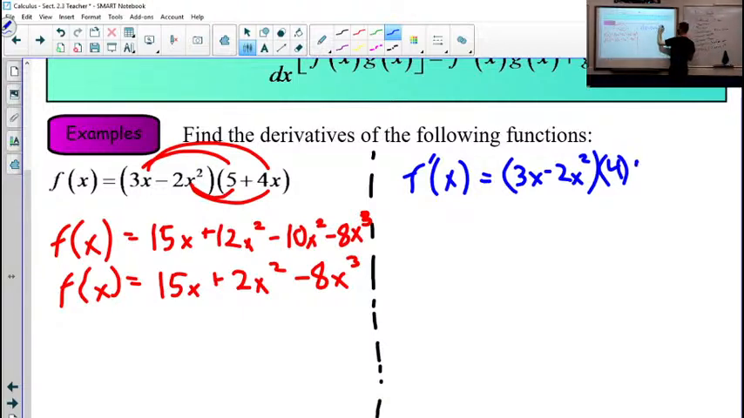Plus the second, which is 5 plus 4x, times derivative of the first. Derivative of 3x is 3. Minus derivative of 2x squared is going to be 4x.